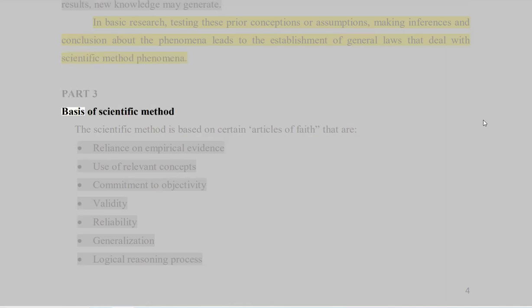Part 3: Basis of scientific method. The scientific method is based on certain articles of faith: reliance on empirical evidence, use of relevant concepts, commitment to objectivity, validity, reliability, generalization, and logical reasoning process.